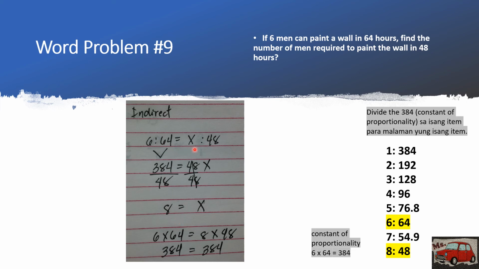So that means, if we want to paint the wall in 48 hours, we need to have 8 men. Alright? But in 64 hours, they need 6 men. Alright? So let's check. 6 times 64, that is 384. The x, whose value is 8, times 48, that is 384. So they are equal, so it means proportion. So our answer is correct. Okay?